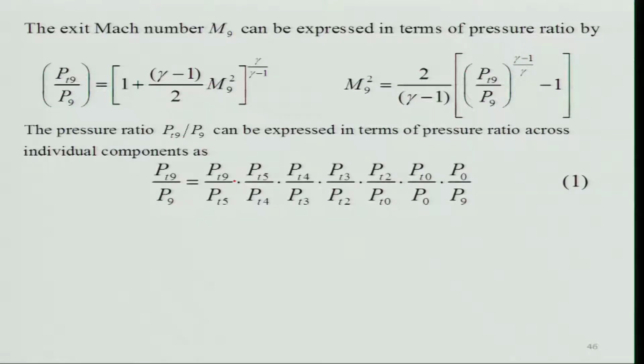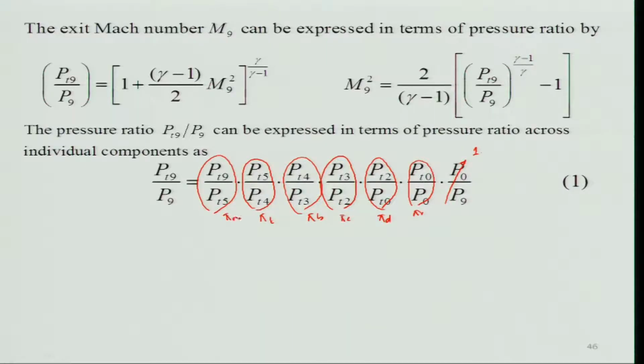In the similar way, as I have written down here, this is fully expanded, so this will be 1. PT by P0 will be your pi r, PT2 by PT0 is nothing but your pi d, PT3 by PT2 is pi c, PT4 by PT3 is nothing but pi b, and PT5 by PT4 is your pi turbine. And this is your nozzle.